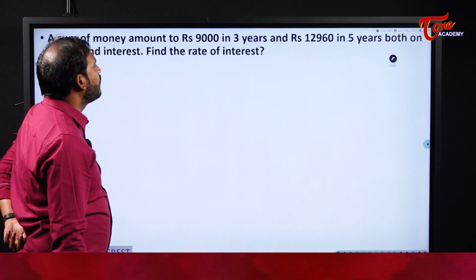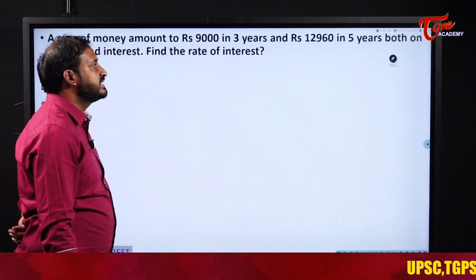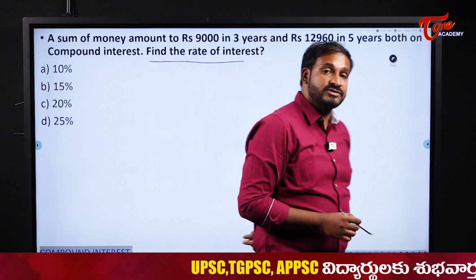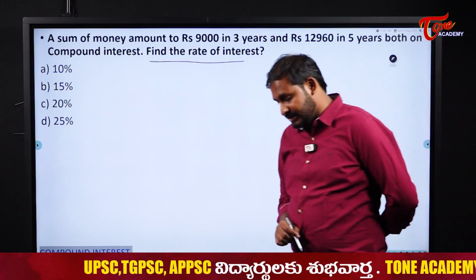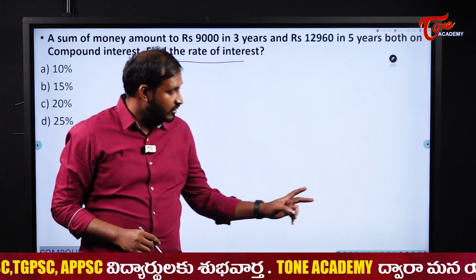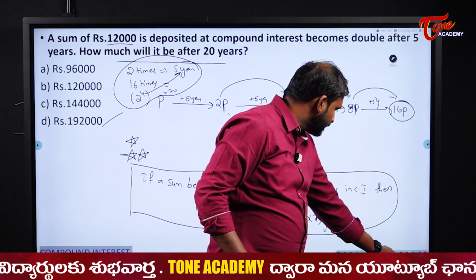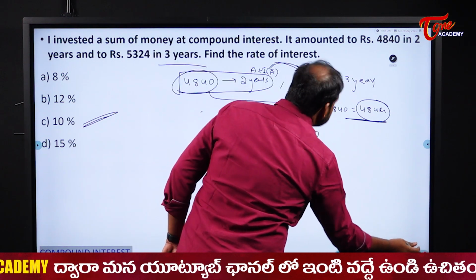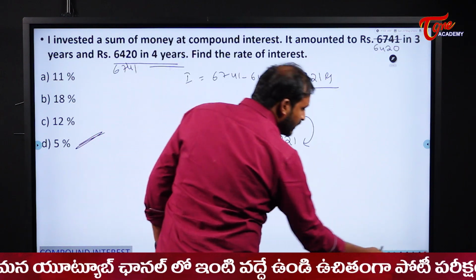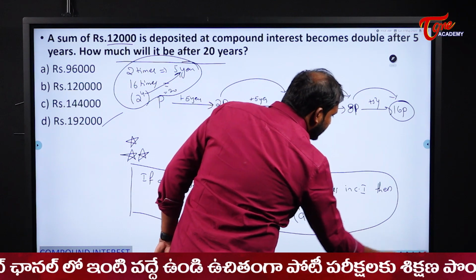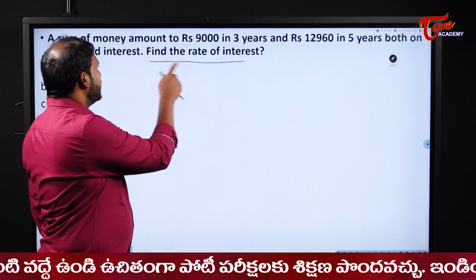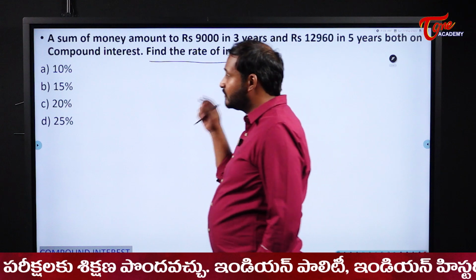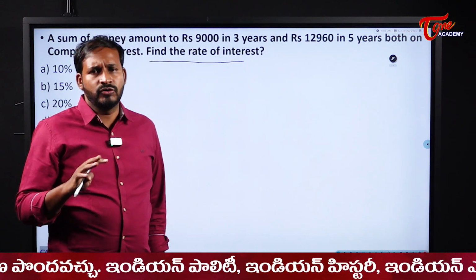Right. A sum of money amounts to 9,000 in 3 years and 12,960 in 5 years. Both on compound interest, find the rate of interest. See here students, in our previous cases, we have solved 2 examples, right? One is this example, this is 2 years and 3 years, and this one is 3 years and 4 years. So only 1 year gap, we solved it very comfortably and easily. But here if you observe carefully, what is the time gap between these 2 things, students? 2 years. So don't worry.